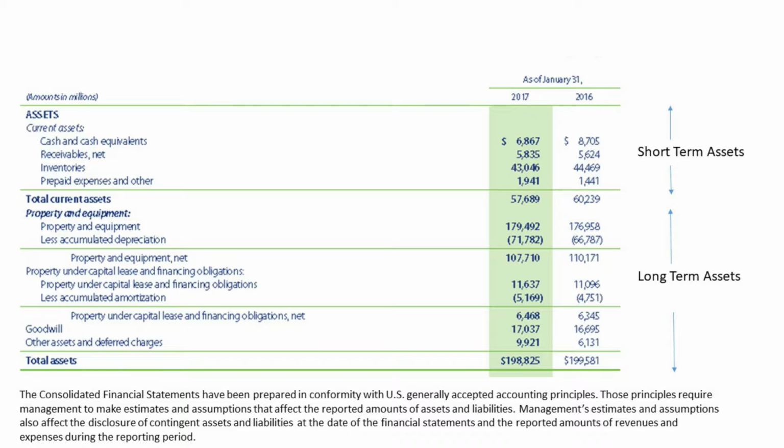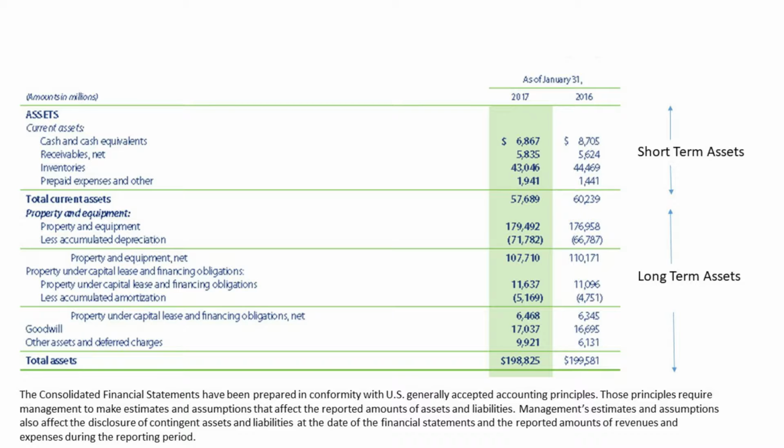denoted in amounts in millions of dollars as of January 31, 2017. The financial year in the US ends in December, whereas for some countries like India it is till March, right? So the annual reports typically tend to be consolidated around the fiscal year. And here the assets total into two parts.